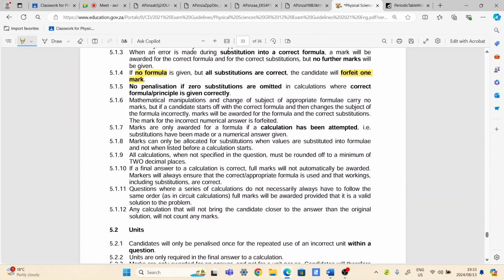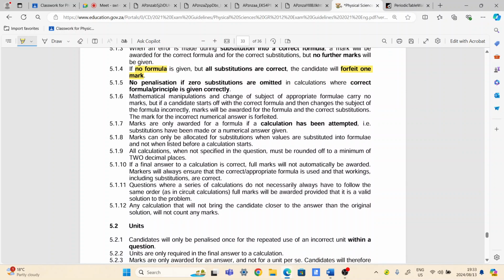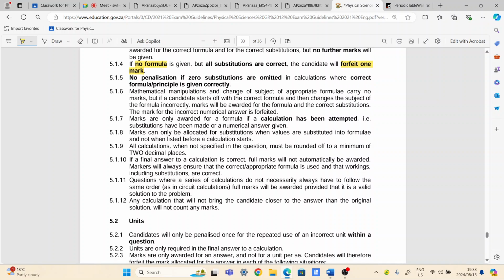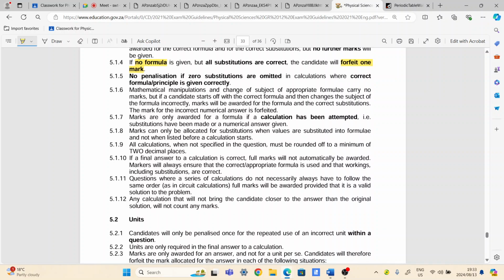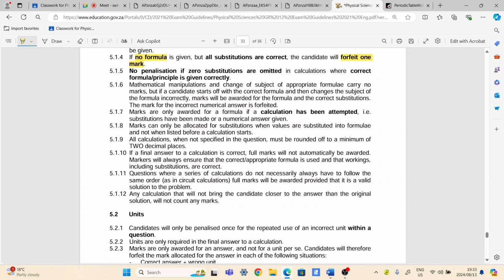Wait, what else did I want to go over? Carry no marks. So it says here, carry no marks, but if a candidate starts off with the correct formula and then changes the subject of the formula incorrectly, marks will still be awarded for the formula and the correct substitutions. It's just that you'll forfeit the mark for the final answer.